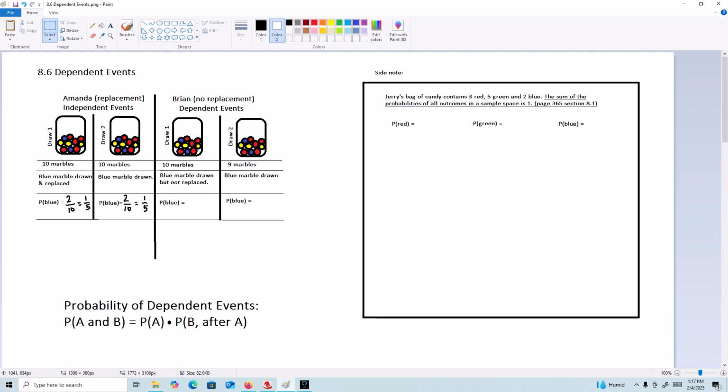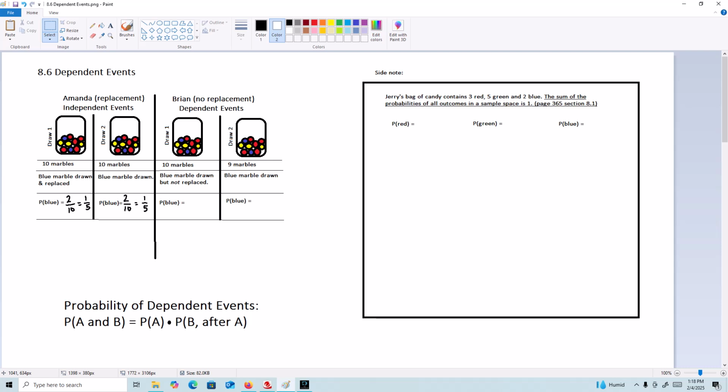Hi, today is section 8.6, dependent events. Last lesson was about independent events, where we have one event that does not affect the outcome of the second event. Today we're talking about the second event being affected by the first event.